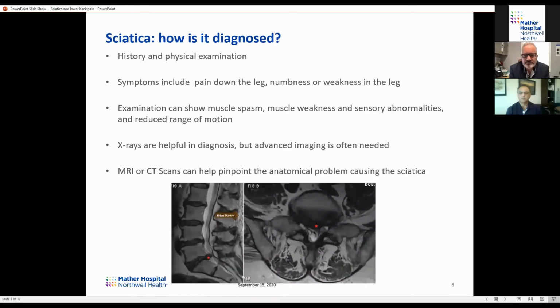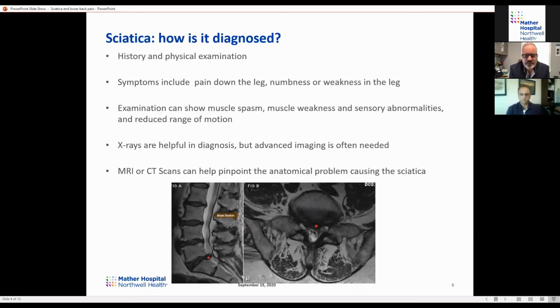Next slide, please. So how do you diagnose? Just like anything in medicine, we start with a history. We get a story about how this happened, and then a physical exam can help confirm our diagnosis. After a physical exam is done, we may send you for testing with an X-ray or a CT scan or an MRI, which can often help define where the problem is specifically.